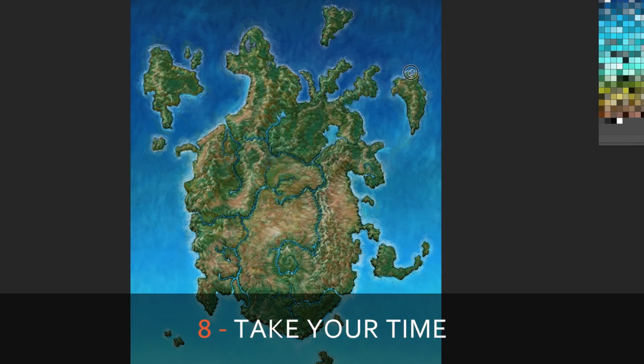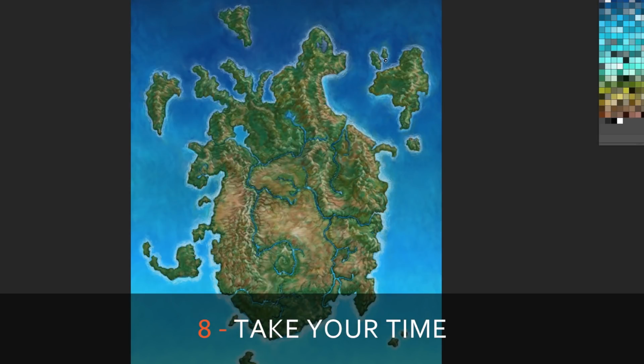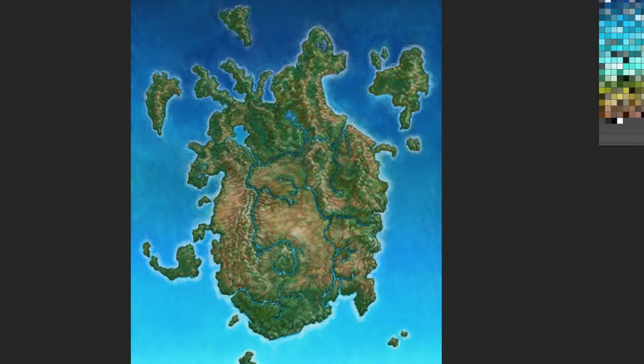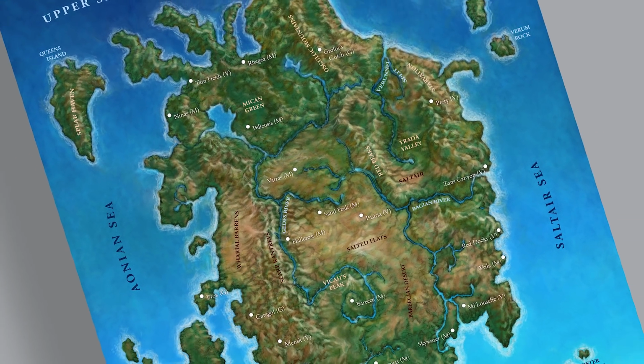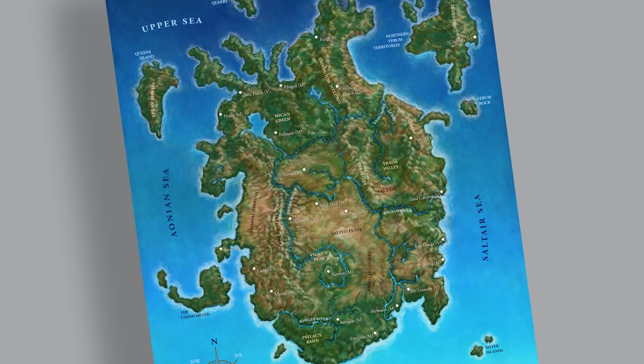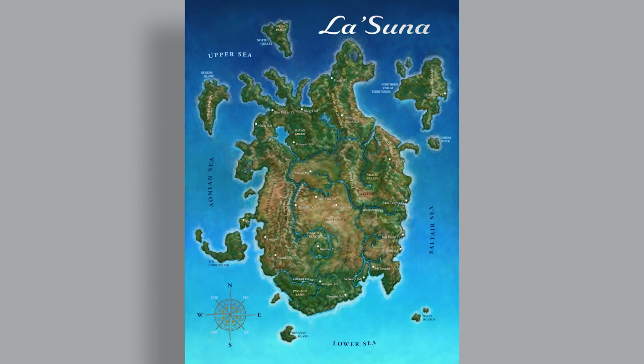Finally, don't rush. Spend as much time on your map as it needs. The biggest mistake new cartographers make is not spending enough time on their maps. The best map makers are accomplished artists in their own right and tend to have a deep interest in how images are crafted and not just what content is going into them. So what can I tell you? Draw, draw, and draw some more.